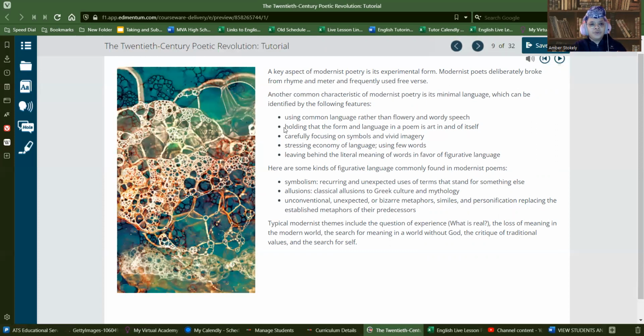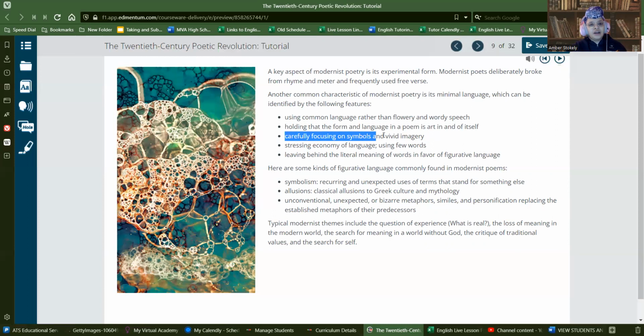The second one is holding that the form and language in a poem is art in and of itself. So basically, the words that you choose to put in a poem is not about being sophisticated. It's not about being fancy. It's not about seeming smart. It's the emphasis on these words were picked on purpose, and the words that you picked on purpose is a part of the art. It's not just the meaning of the poem that's art. It's also the words that you pick. That's a part of it too.